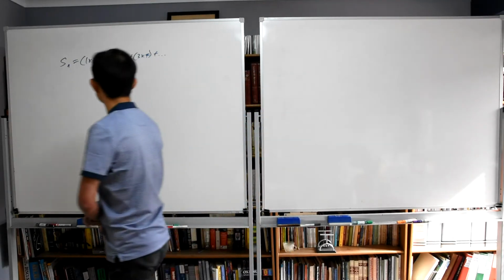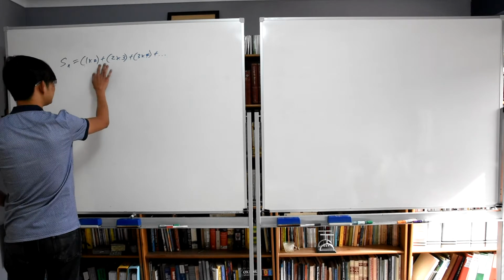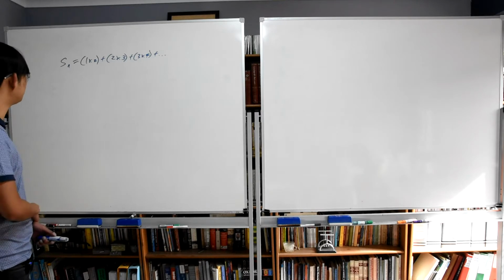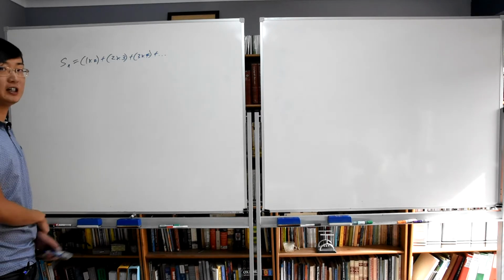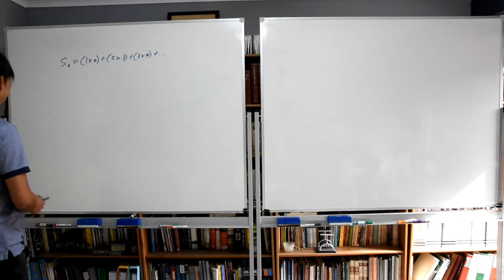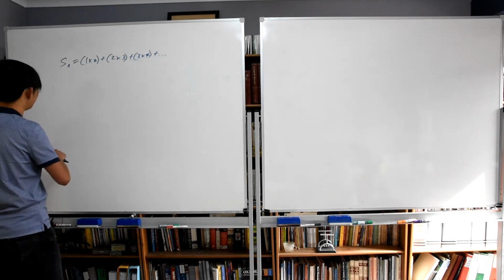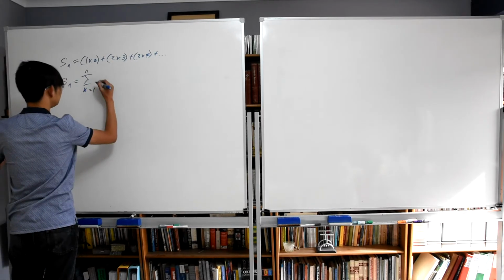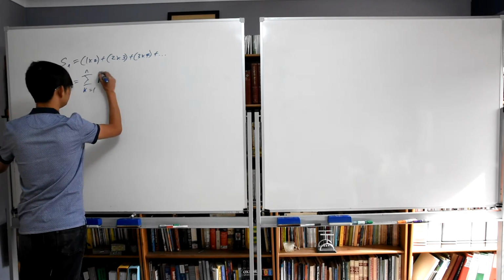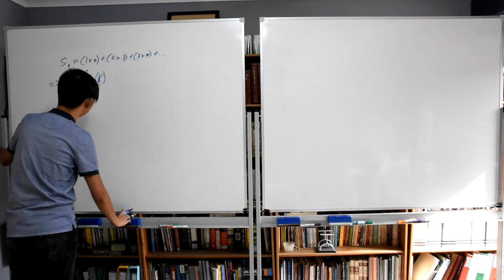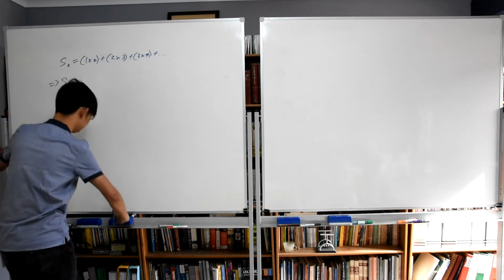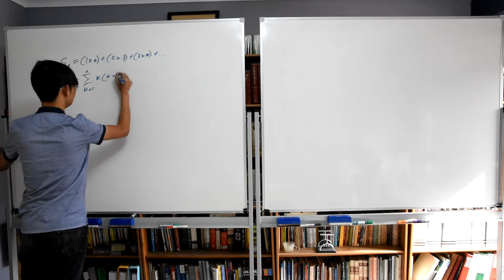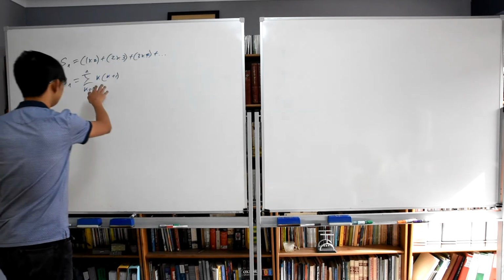Let's add up this series. The series is 1 times 2 plus 2 times 3 plus 3 times 4 and so on. This series is neither arithmetic nor geometric, so we're going to have to learn some new ways to tackle series. Notice that each term of the series is given by k times k plus 1.